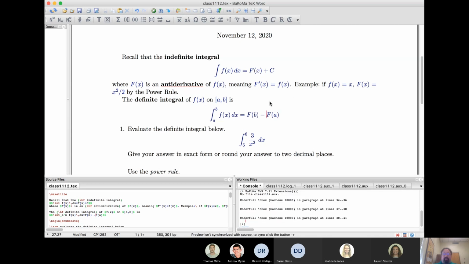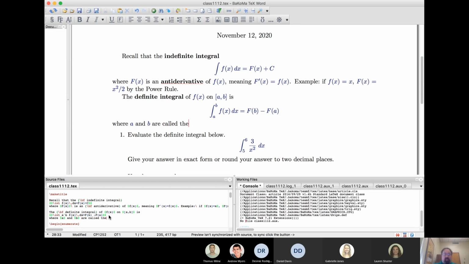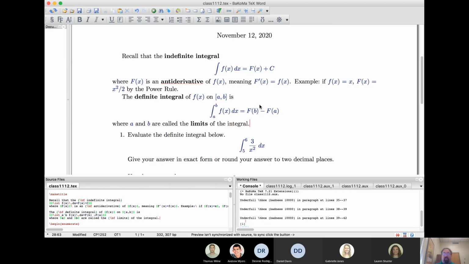Okay. So a and b are referred to as the limits of the integral. So if you're given an indefinite integral, you're trying to find a function, big F, whose derivative is little f. If you're given a definite integral, so there's numbers here for the limits, you still get big F, but then you substitute in the limits and you subtract. So whereas the indefinite integral is a function of x, or whatever variable you have here, the definite integral is just a number.